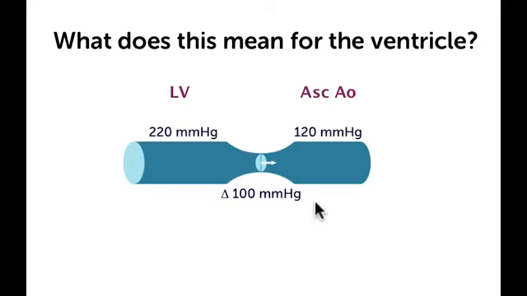A gradient of 100 millimeters mercury means that we have a pressure drop of 100 millimeters mercury between the left ventricle and the ascending aorta, because the aortic valve is in between. Which means that if we have an arterial blood pressure of 120 millimeters mercury, the pressure in the left ventricle is 220 millimeters mercury, 100 millimeters mercury more. So a pretty big burden on the left ventricle, which explains why the left ventricle in patients with severe aortic stenosis sooner or later fails, and why patients will then become symptomatic.